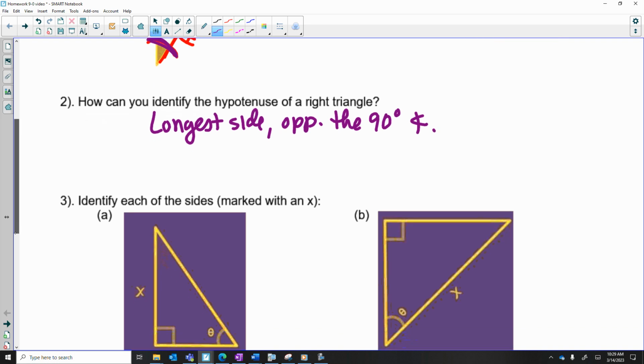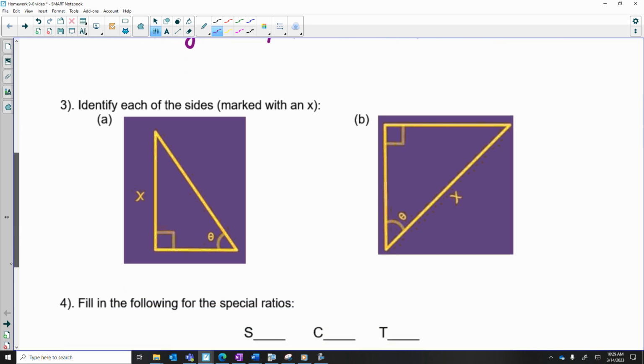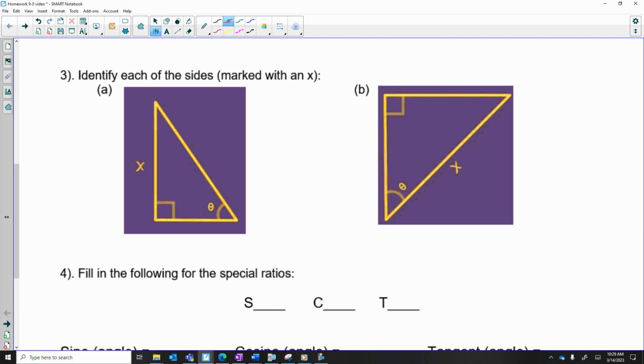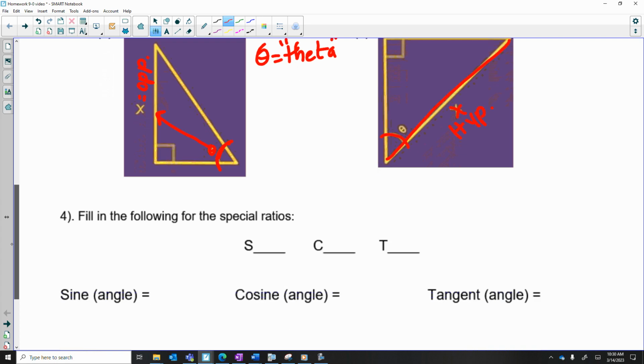Number 3, identify each of the sides marked with an X. Okay, so the angle now is actually denoted with a symbol that you may not have seen. This angle is called theta. It is a Greek letter, and it basically just means the angle that we're talking about. So here's the angle, and notice if we were to shine a light across, we would get to X. Thus, this is the opposite side here. Next one, here's theta, and notice that this one, X, happens to be the longest side. So I'm hoping you're thinking that's the hypotenuse, the longest side, the one opposite the right angle.